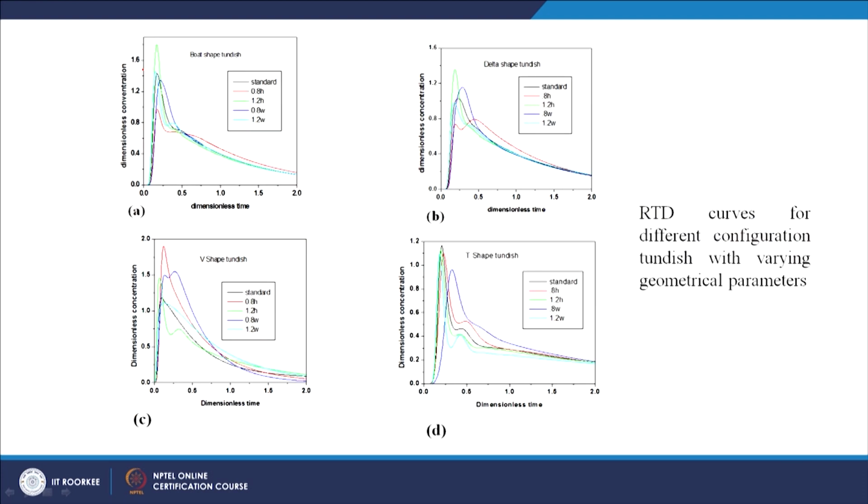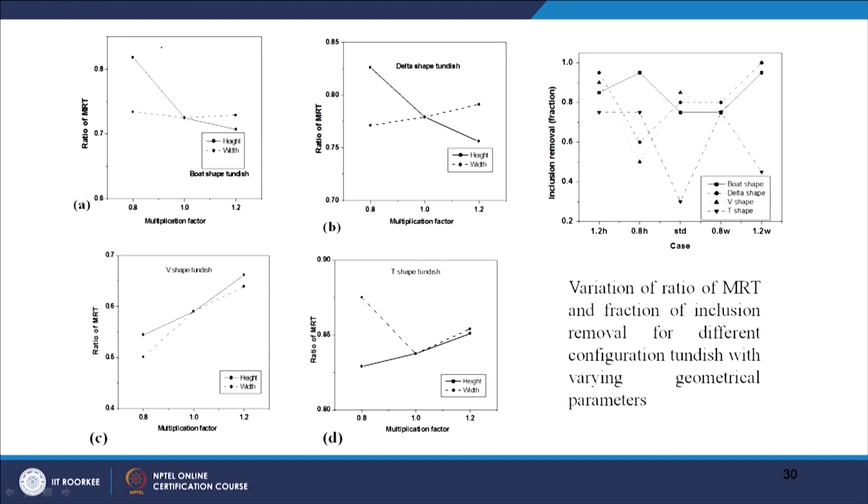And the standard we have already analyzed, and if you increase the height, this is green. So, increasing height will be worsening the ratio. In the case of delta and boat, that is what is seen from here. Increasing the height, you normally do not have improvement in the case of boat. In the case of delta, you can see there is marginal improvement.